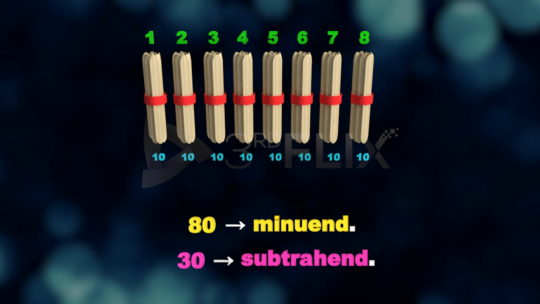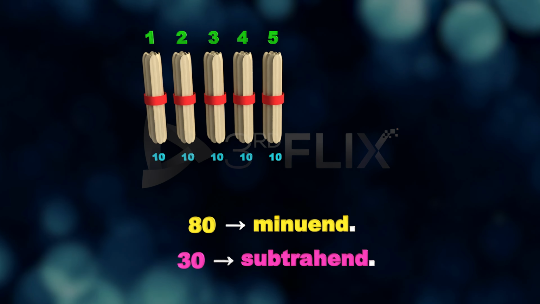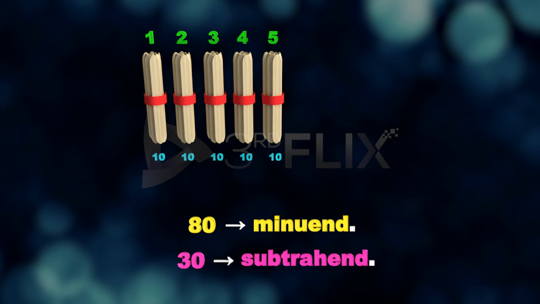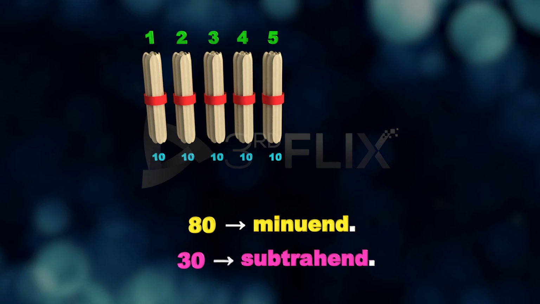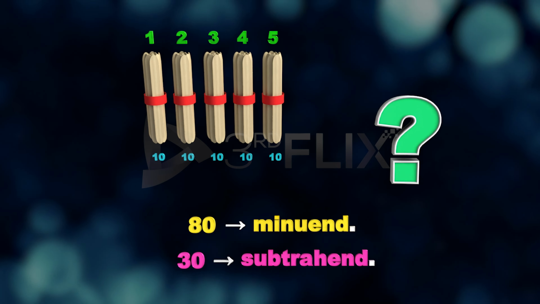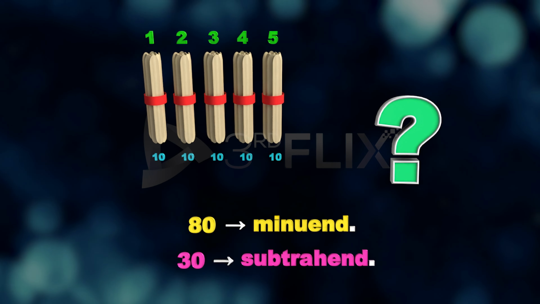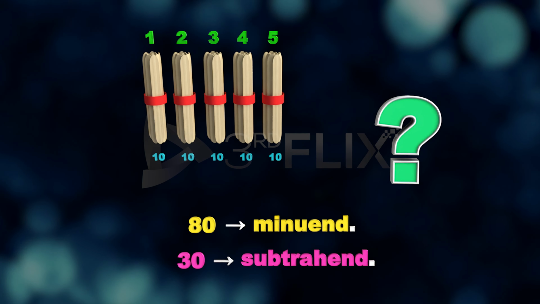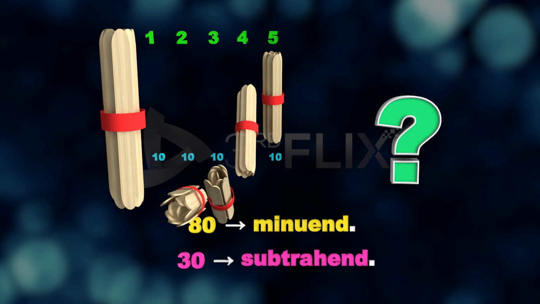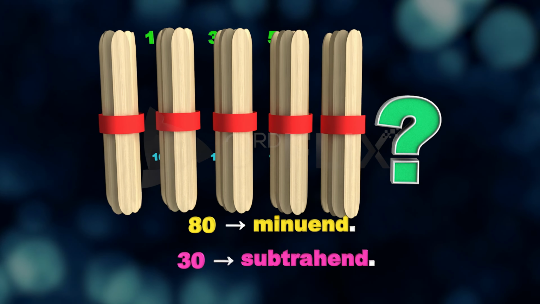Now, take away 30 pots. That is 3 bundles of 10 from 80 pots. How many pots are left? So, Balu is left with 50 pots of honey.